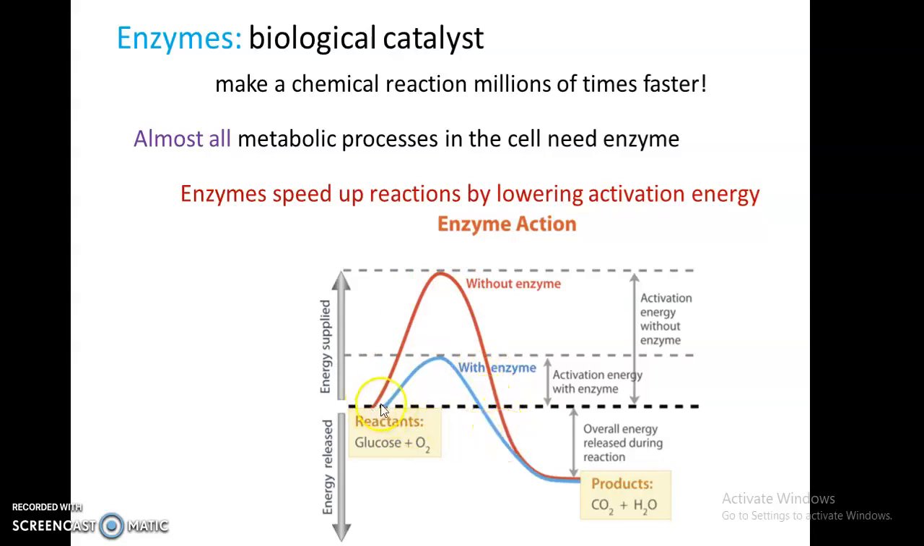Therefore, to convert reactant to product to the same level, the energy requirement will be low if there are enzymes. This amount is the energy from this level to this level. If there is no enzyme, the energy requirement will be from this level up to this. A lot of energy will be required. Therefore, enzymes save energy for cells. This energy will be utilized for other cellular activities.